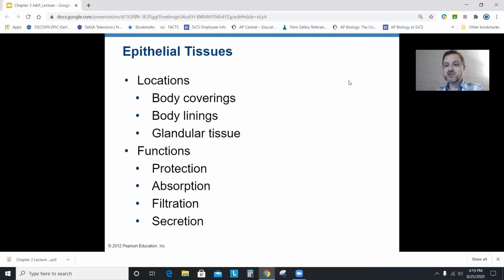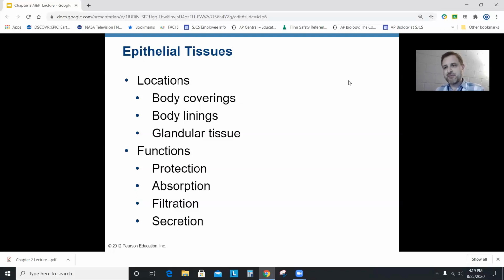So the location, we're talking about your skin, body coverings, but also things like body linings. So the membranes that might line the inside of, say, your abdominal cavity, membranes that might line your organs, like the pericardium, which lines your heart, or glandular tissue, glands that produce things like hormones.